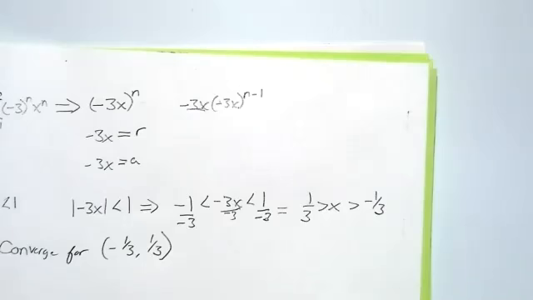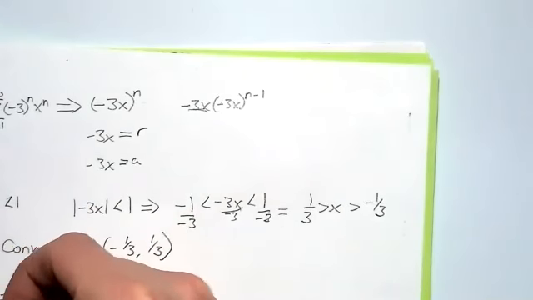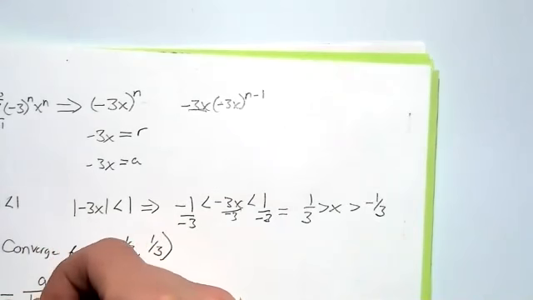Now, they want us to also find the sum of the series for those values of x. So to find the sum of our series, we're simply going to use sum equals a over 1 minus r.